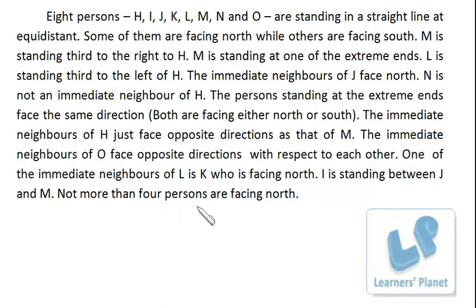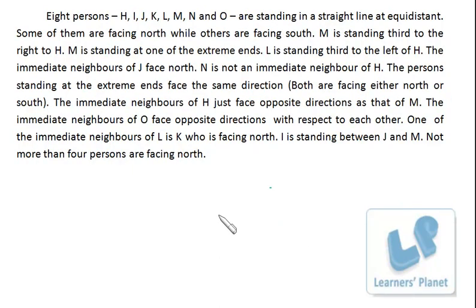Because what happens is, if a person is facing north, suppose in this direction, then his right hand side is this side and left hand side is this. But if a person is facing south, then his right hand side will be this side and left hand side will be this side. So you have to be very clear about it. South facing: this is right hand side, this is left hand side. North facing: this is right hand side and this is left hand side. This is important to note down.